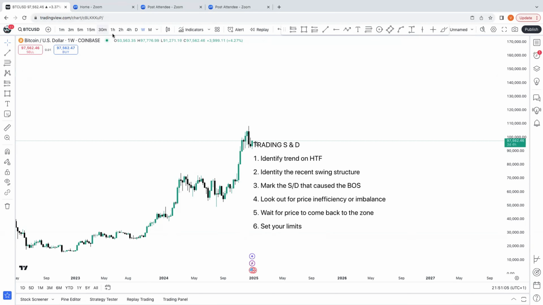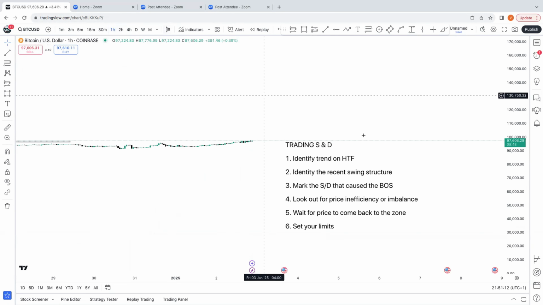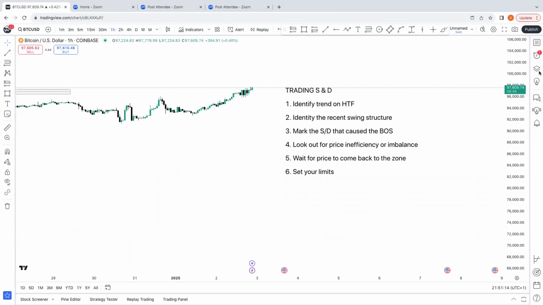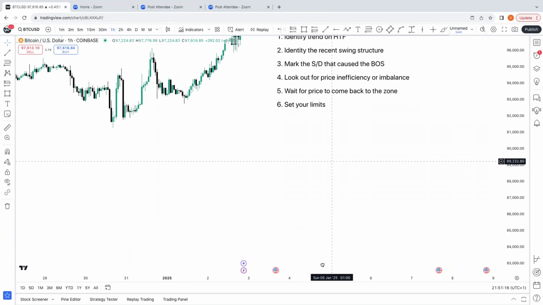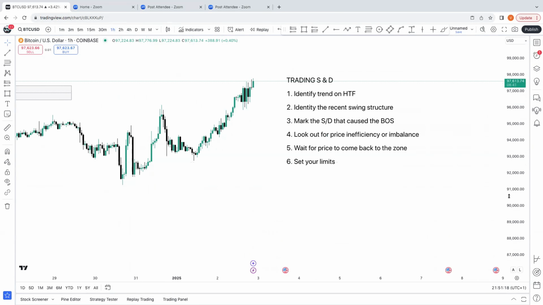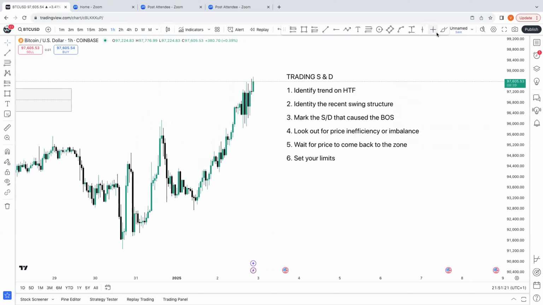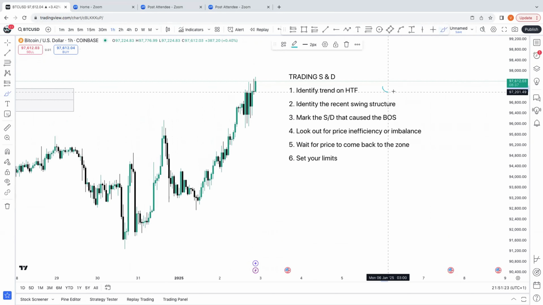So since we've agreed that price is bullish, let's go to the lower time frame to look for buy opportunities, right? So our number one checklist has been met. We've identified the trend. We are bullish, so we've gotten our number one requirement.